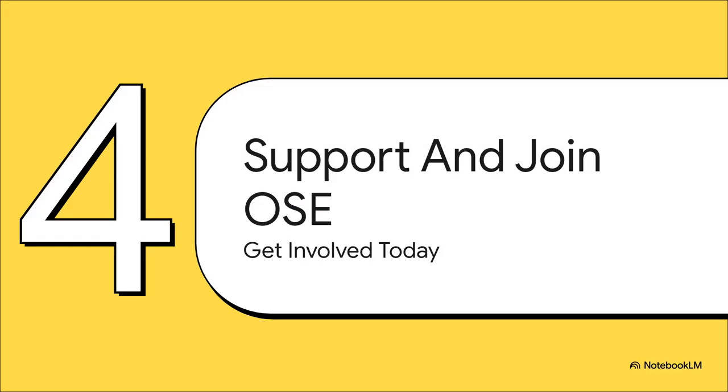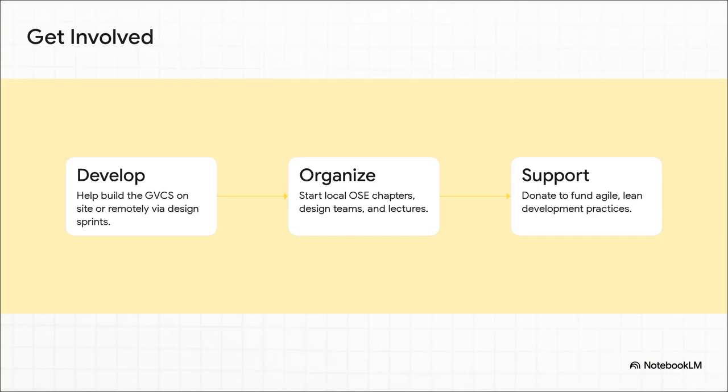Section 4. Support and join OSE. Get involved today. Now, maybe you aren't quite ready to pack up your life and build a house this September, but you absolutely love the vision they're putting forward. Well, there are 3 clear paths for you to get involved right now, from wherever you happen to be. First, you can develop. You can help build the Global Village construction set on site at Factory E-Farm, or even remotely through design sprints and university pilot projects.